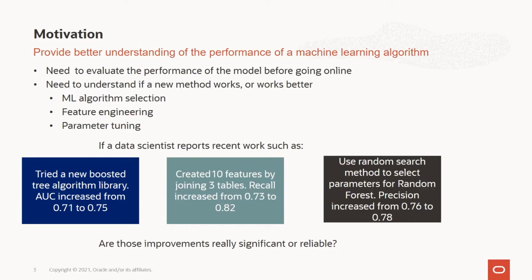But how to evaluate the performance of the model? Usually when we develop the model, there are a lot of things we can change. Sometimes you may select the ML algorithm. Sometimes you can adopt a new or cool feature engineering. Also, you can tune the parameters. There are many things you can change. But we want to make sure that for everything you change, you have a good way to know whether this change brings you improvement or not.